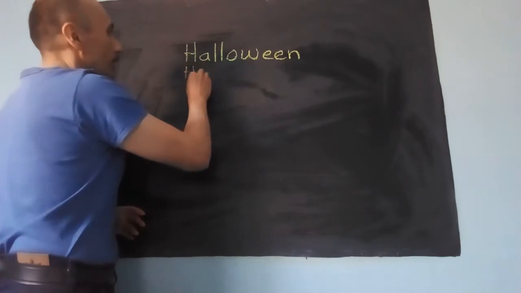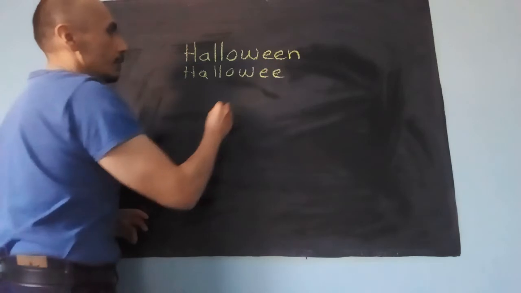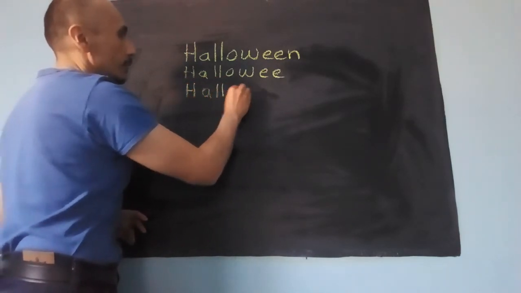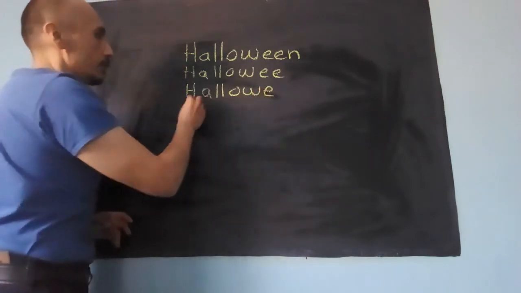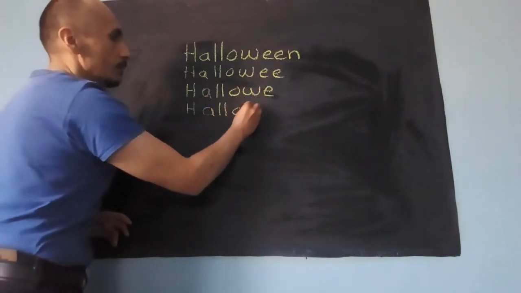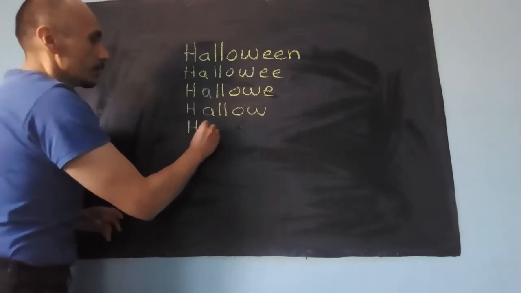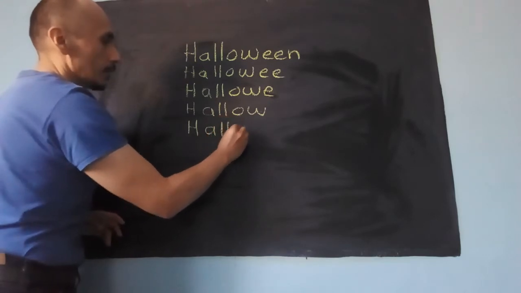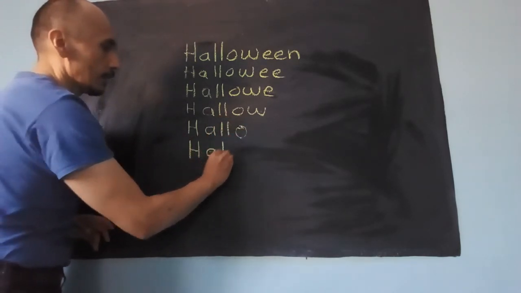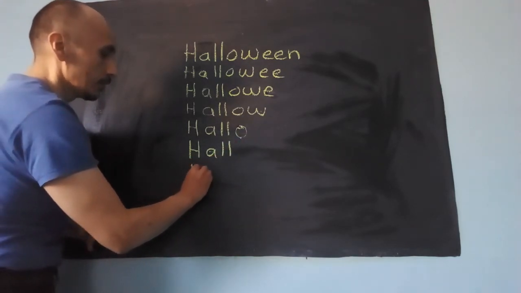So in the second line, I will consider only Halloween. Then in the third line, I'm going to remove one of the E's. In the fourth line, I'm going to remove the second E. Then in the next line, I'm going to remove the W. Then in the next line, I will remove the O, sorry.